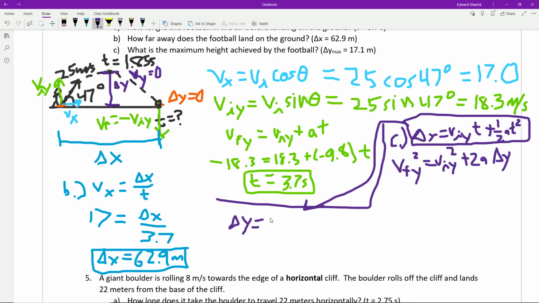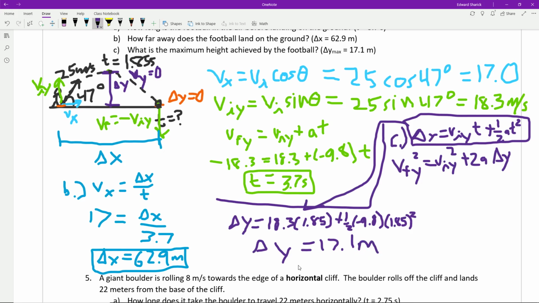So I'm going to plug in 18.3 for V initial y. I'm going to use half the time, so that's 1.85. I'm going to add to that the 1/2, the negative 9.8. The negative sign there is super important, and then the 1.85 squared again. Okay. And when you plug all that in, you'll solve it, and you'll find that delta y is 17.1. Okay, so not bad. This works.